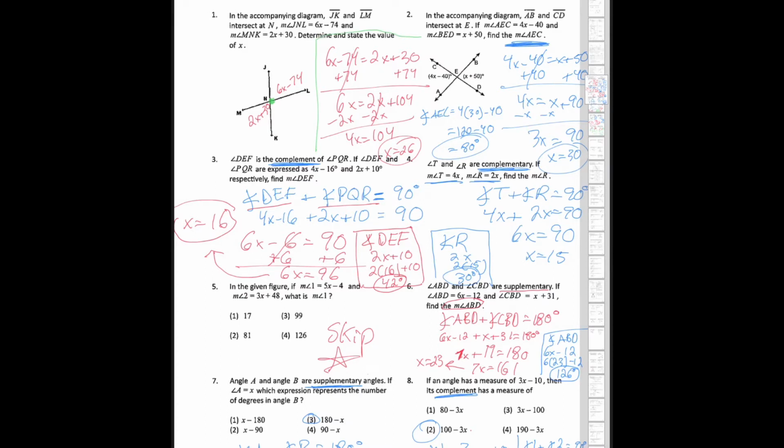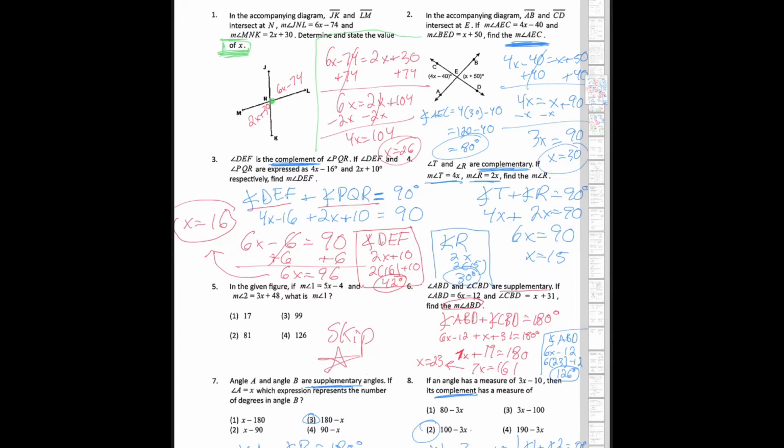Now we have to pay attention to what the question is asking us to solve for. This one wanted just X. So when we solved, we finished off with X. You have to pay attention because sometimes it might make you plug back in to find the measurement for an angle. So same goes for number two.